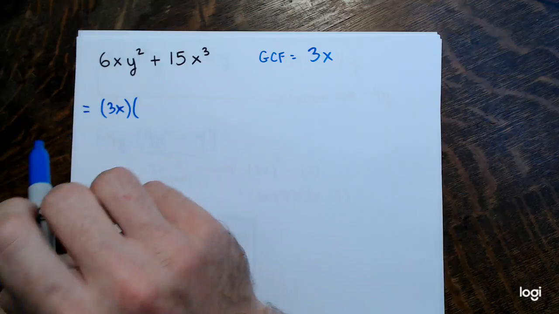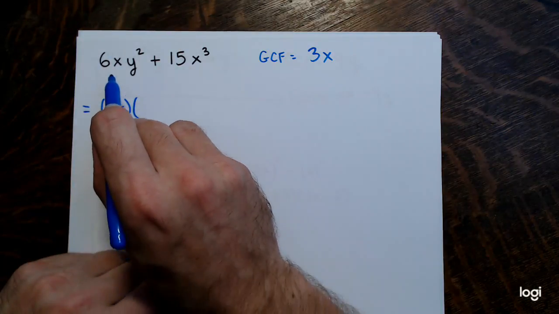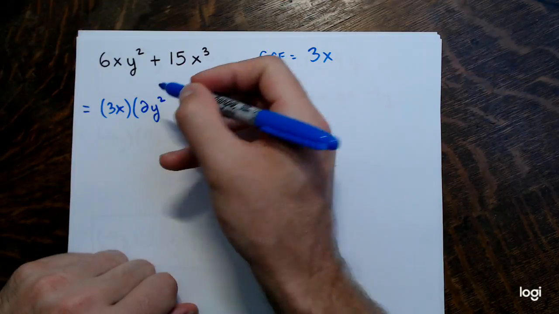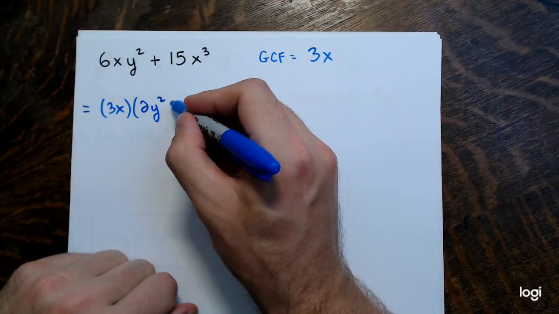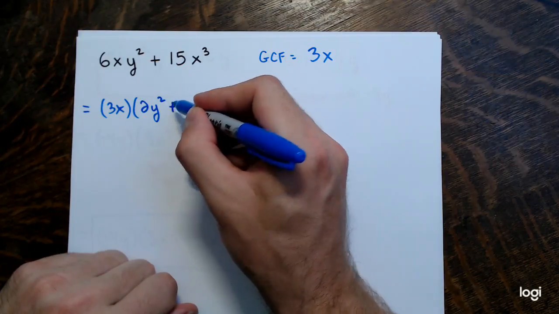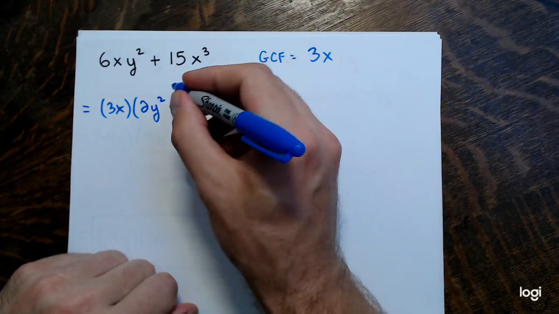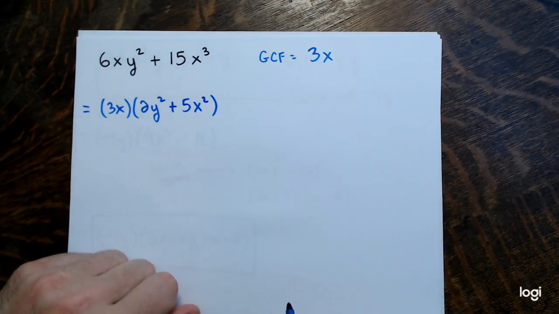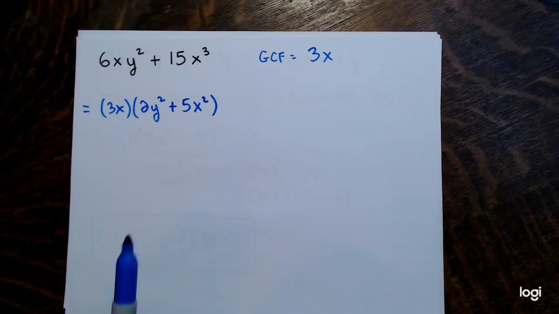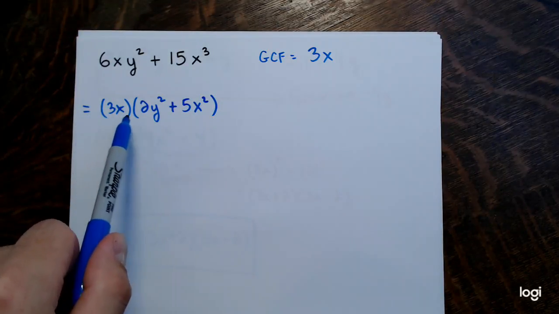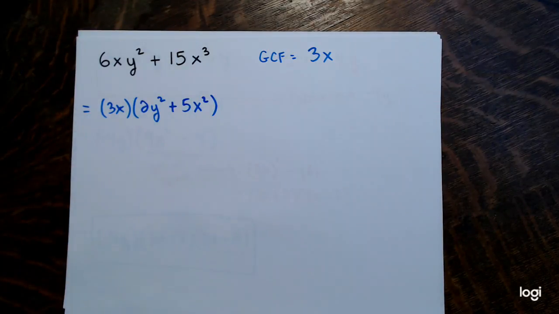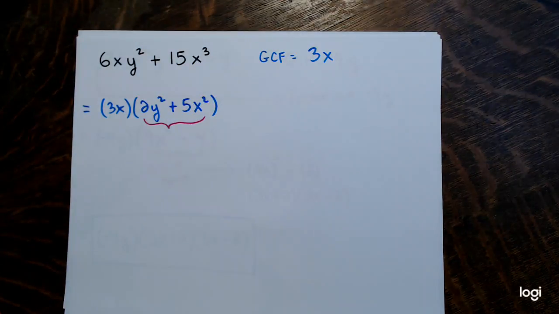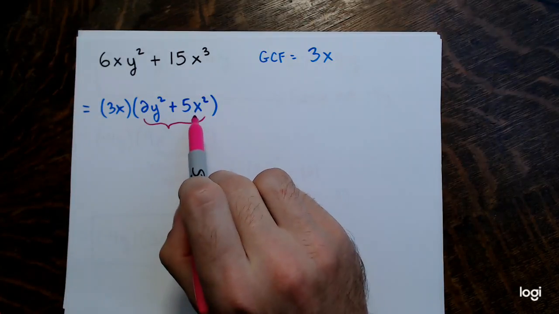Well, if I pull out 3x, what's left over in the first one would be 2y squared, and then plus, and then 3x times 5x squared would be 15x cubed. Okay, so I've factored the GCF out, and then this next factor, yeah, it's got two terms, right? 2y squared and 5x squared.